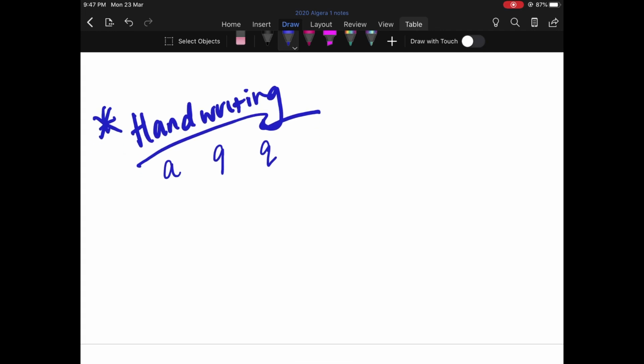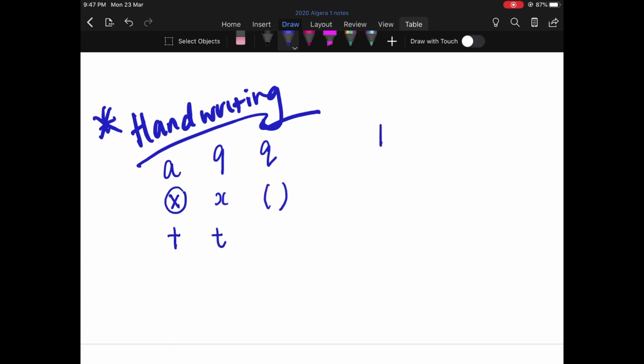Next, this looks like the letter X, but it also looks like the multiplication sign. So to avoid misunderstanding, we will write X this way and the multiplication sign this way. Usually in algebra, we would use brackets to represent multiplication. Now the next letter, this looks like the letter T, but it also looks like the addition sign. So to avoid misunderstanding, we'll write T this way.